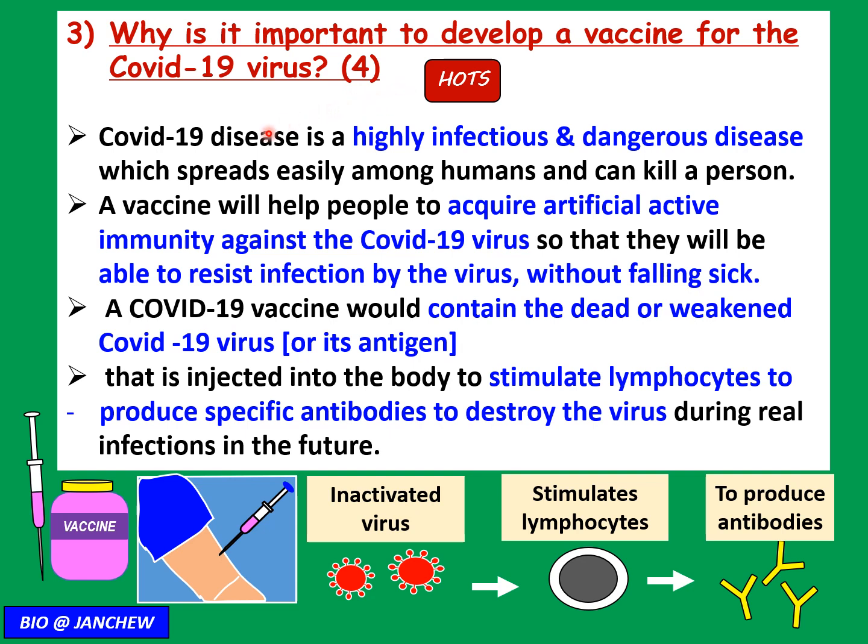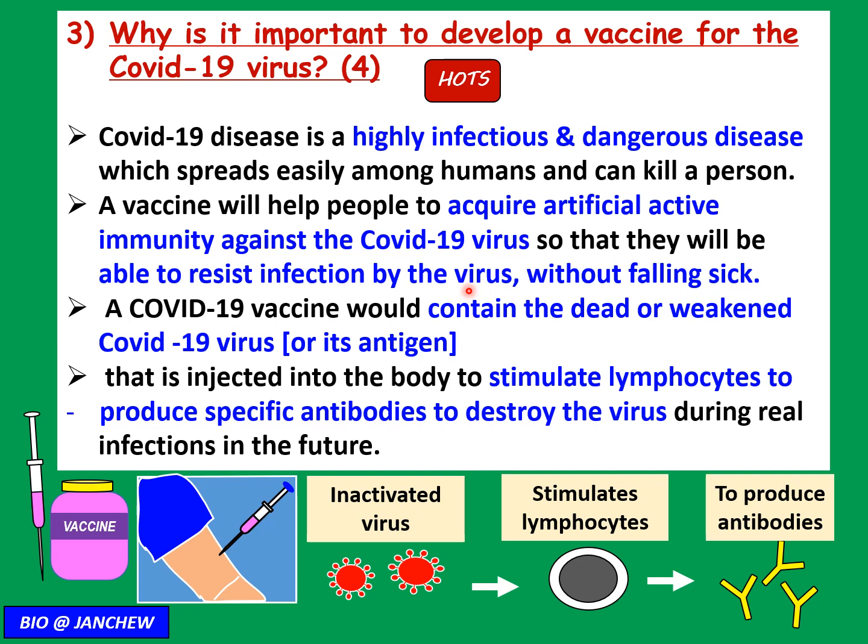Now, firstly, COVID-19 disease is a highly infectious and dangerous disease that not only spreads easily among humans, but can also kill a person. Thus, a vaccine will help people to acquire artificial active immunity against the COVID-19 virus so that they will not fall sick. They'll be able to resist infection by the virus should the virus try to infect them, even at the first opportunity. Okay, they will not fall sick. They'll be able to resist infection by the virus.